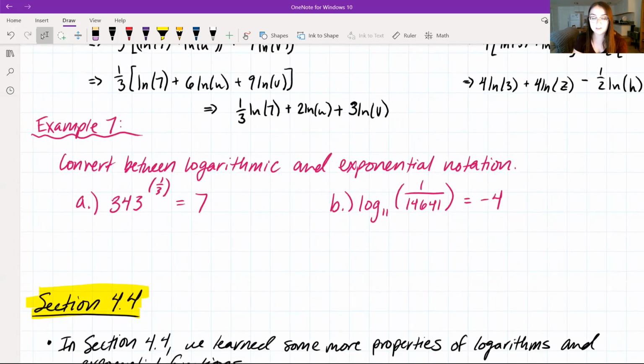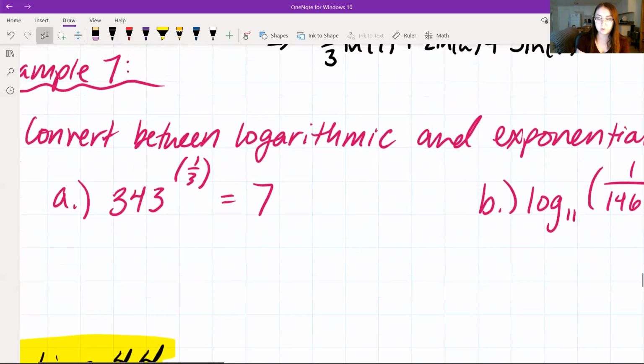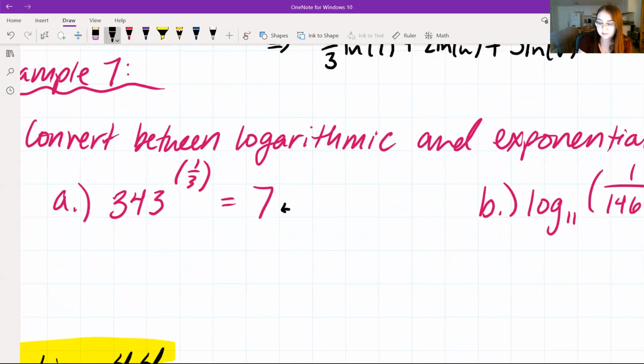All right, and then for example 7 here, all we're going to do is convert between logarithmic and exponential notation. So we're just rewriting everything. So we remember that 7 is going to be, or in this case for part A, we have 343. I got too far ahead of myself. We have A, which is 343 to the power of 1/3 is equal to 7. So we know that 7 is our exponent, 343 is our base. I'm sorry, 7 is our result.